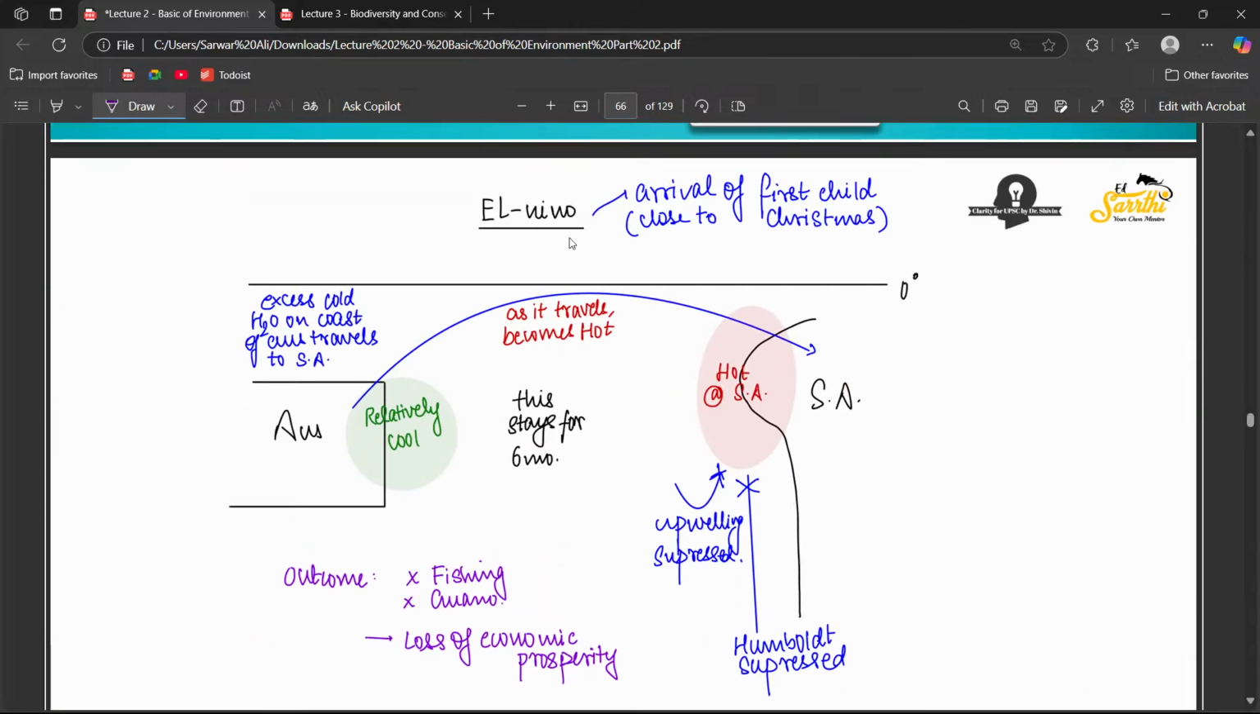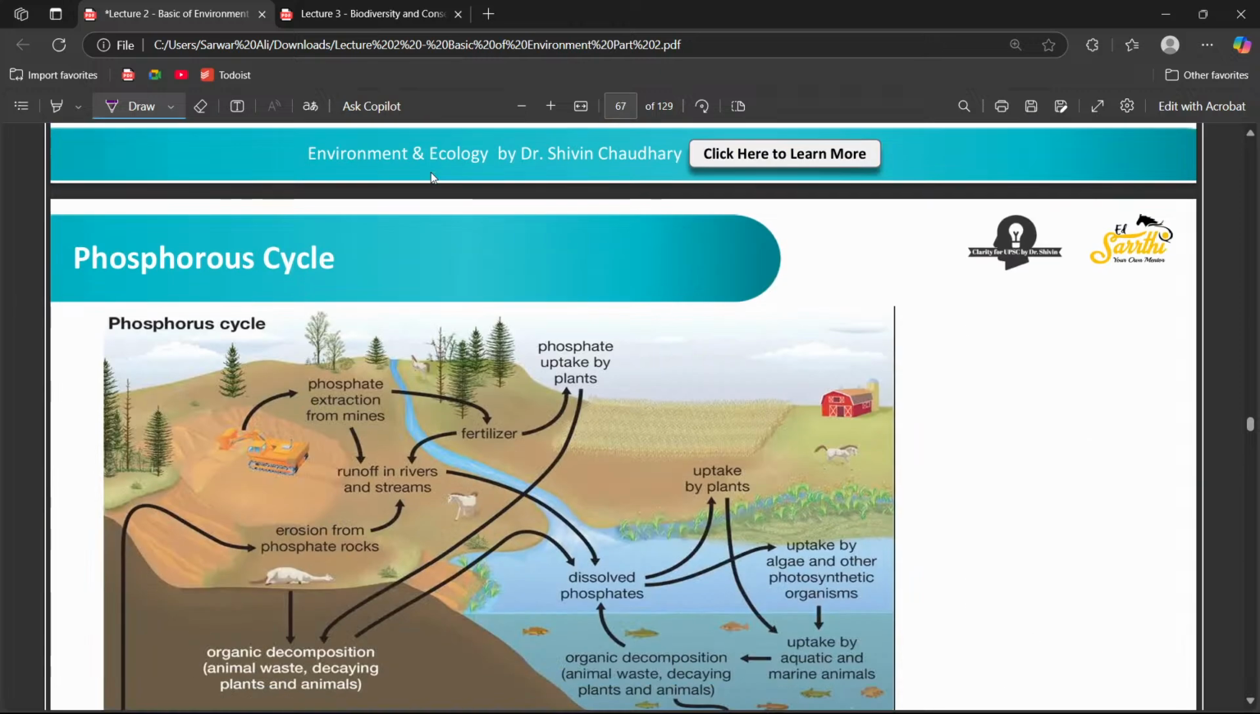This is El Nino. What happens? Australia remains relatively cool and South America gets hot. As it travels, it becomes hot. This stays for 6 months. Upwelling is suppressed, Humboldt suppressed. Outcome: no fishing, no guano, loss of economic prosperity. This is El Nino, the arrival of the first child, close to Christmas.